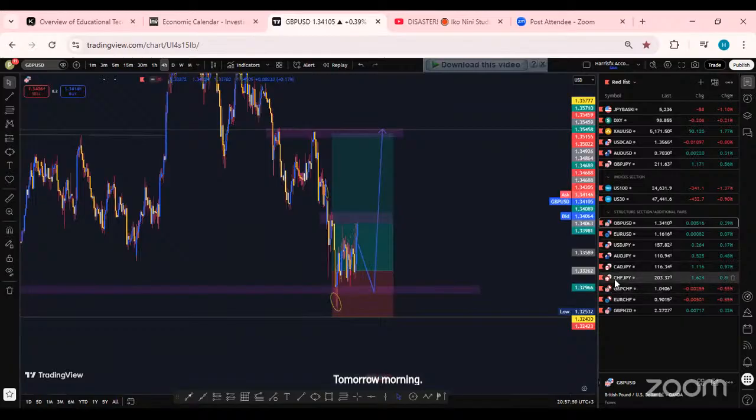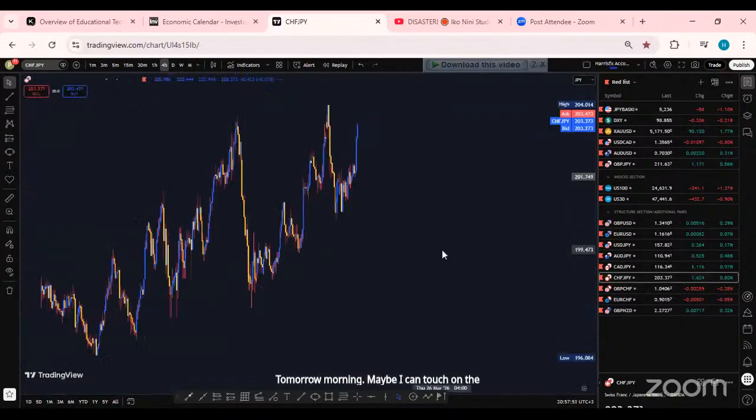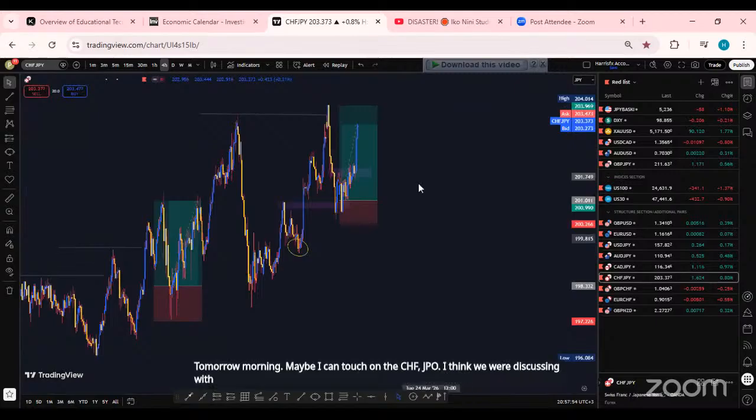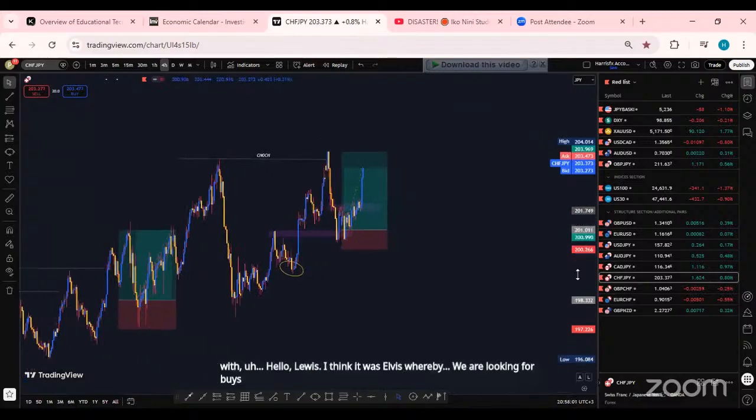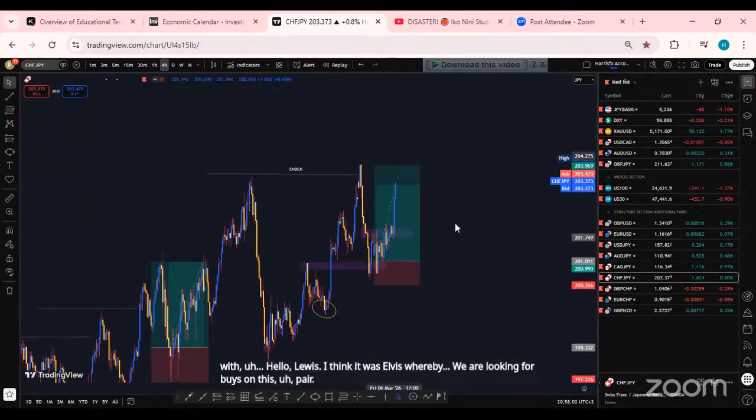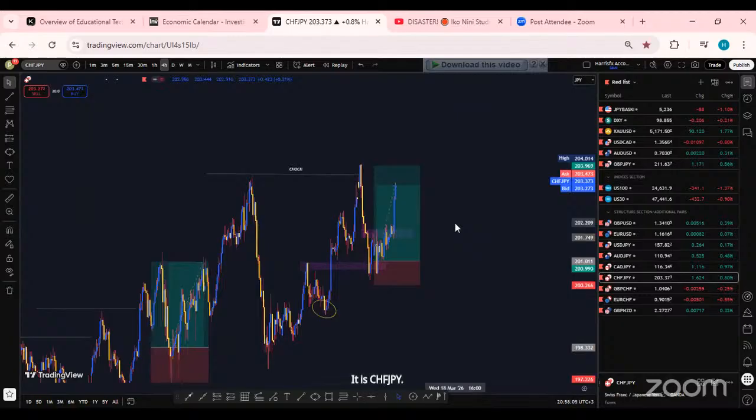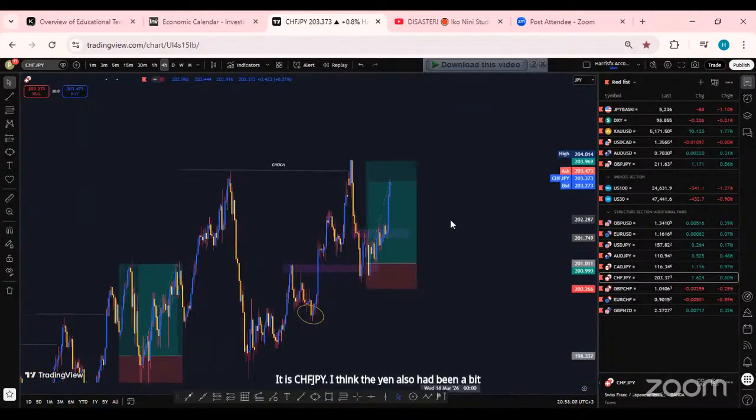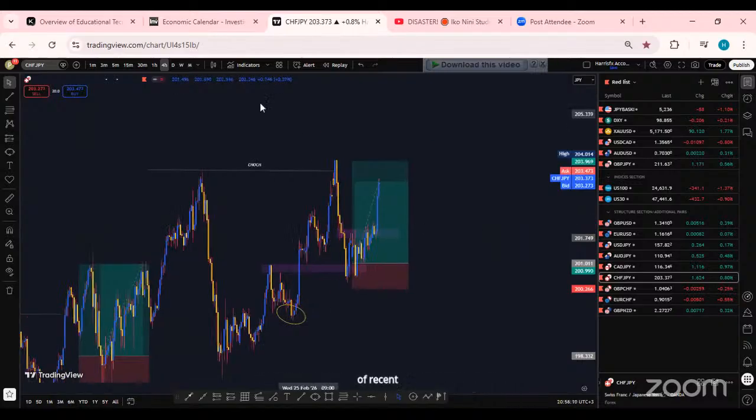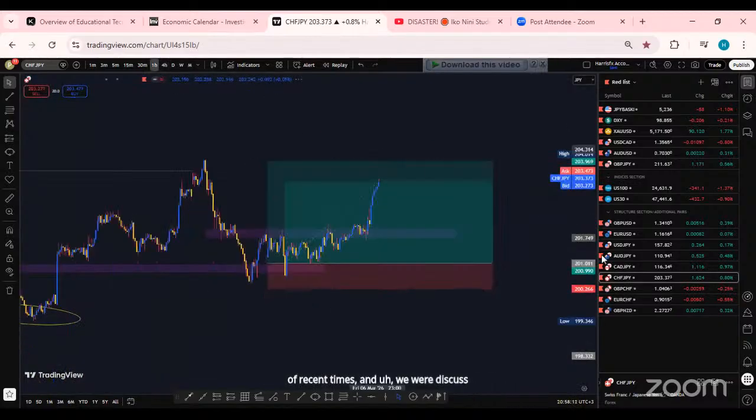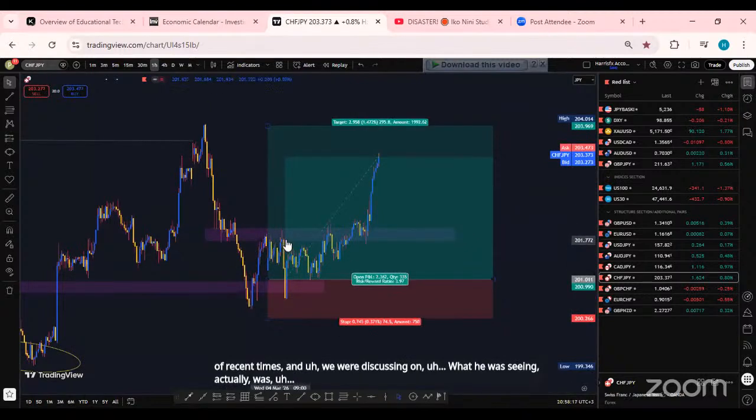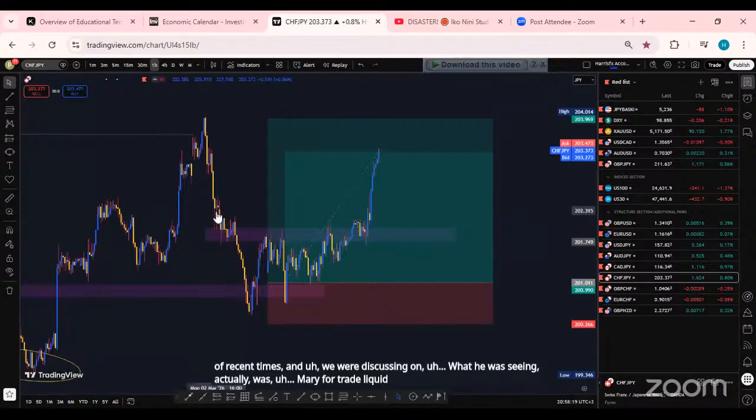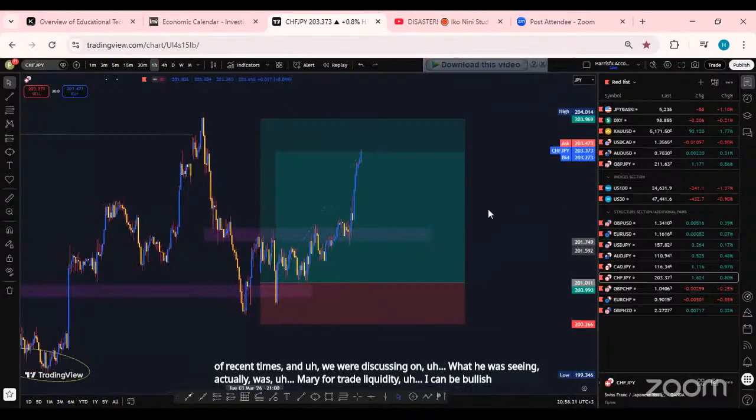And maybe I can touch on CHF JPY. I think we were discussing with Elvis, whereby we were looking for buys on this pair, CHF JPY. The yen has also been a bit weak in recent times, and we were discussing what he was seeing, with trade liquidity. I can be bullish in the long term, you can be bearish in the short term.